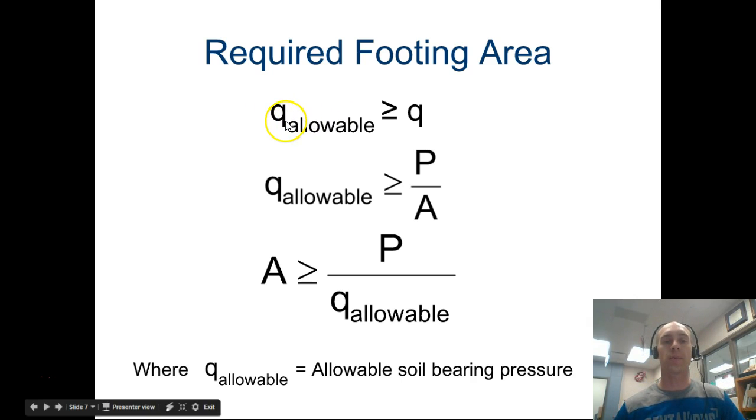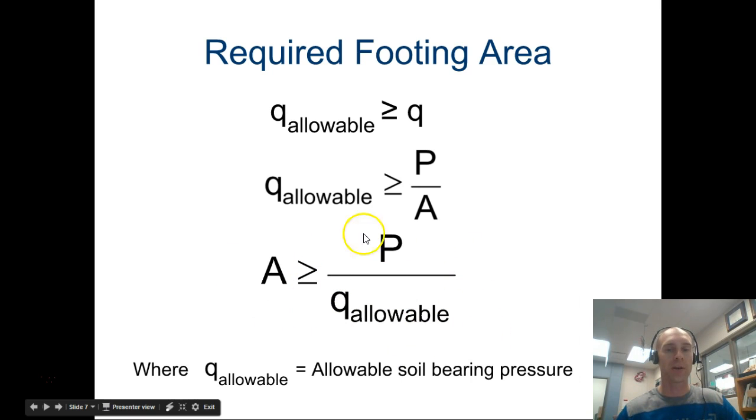So the allowable soil bearing pressure has to be greater than that minimum Q. That's why this just says Q is greater than or equal to Q. It's kind of dumb, but that's what that means. So Q allowable, if we substitute the equation, Q is greater than P over A, greater than or equal to. If we rearrange it and solve for A, the area of the footing has to be greater than or equal to the load divided by the allowable soil bearing pressure.